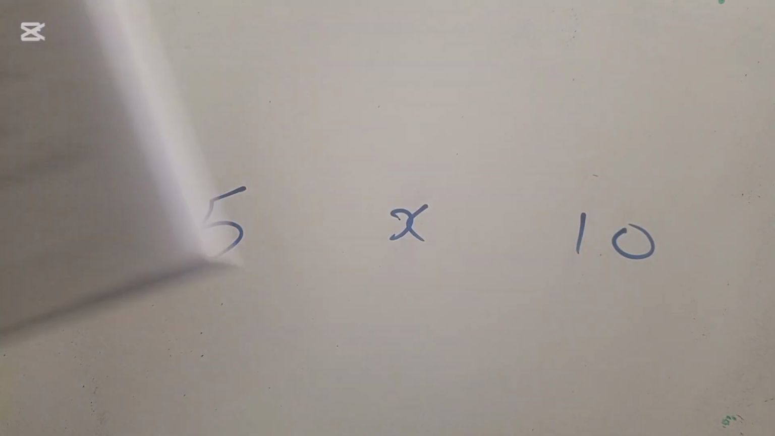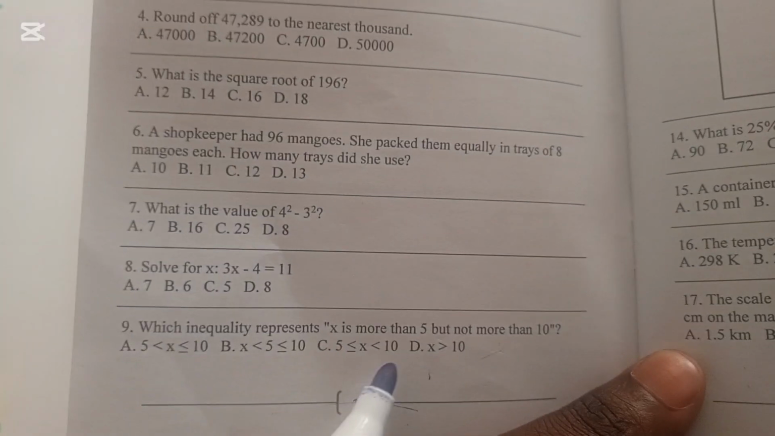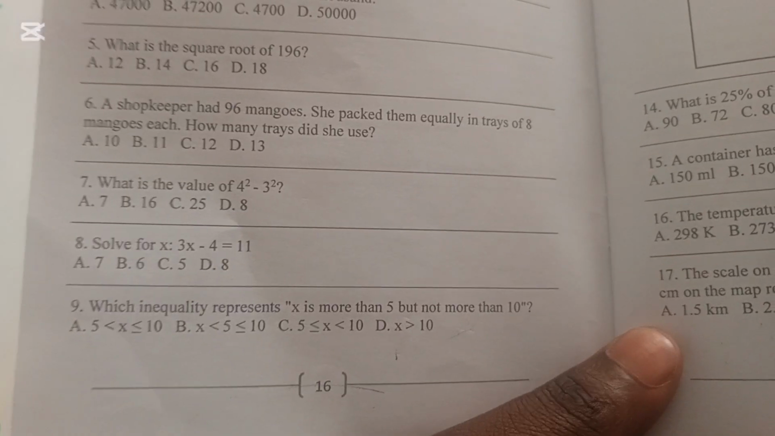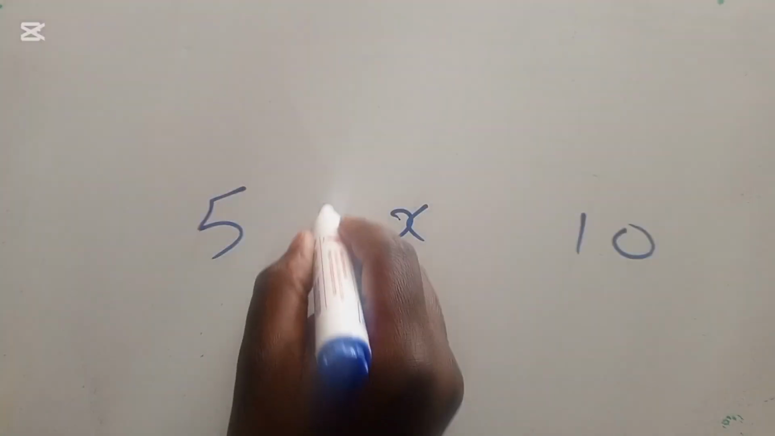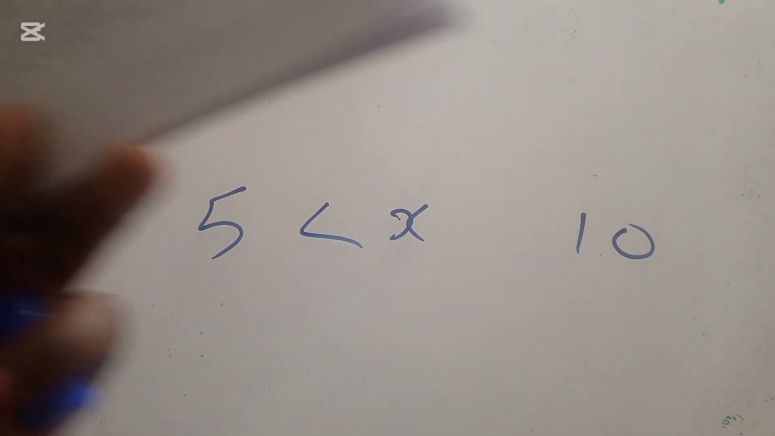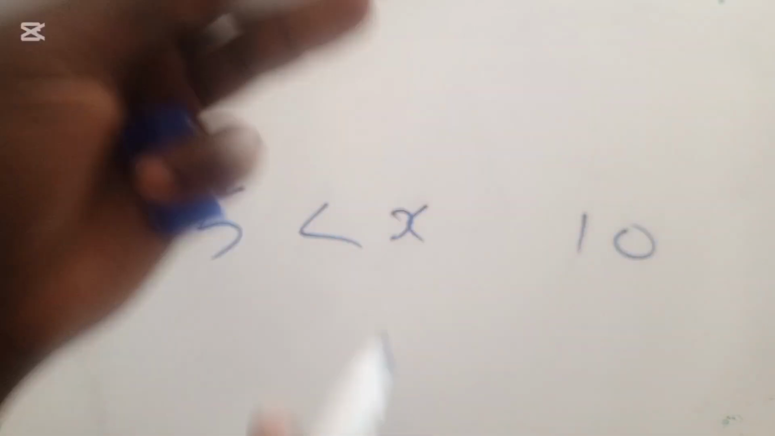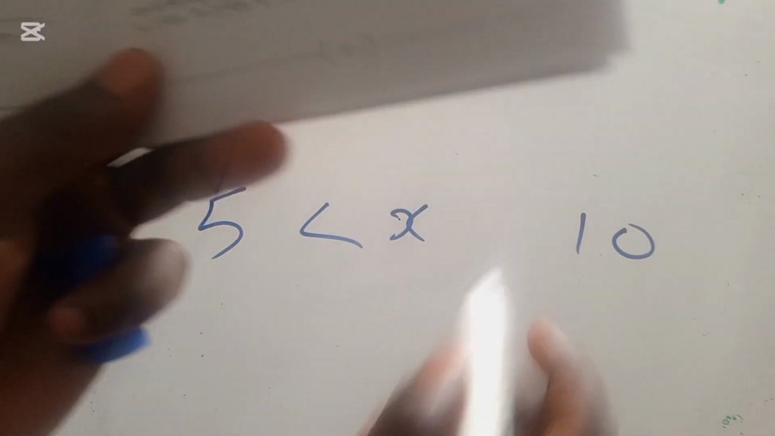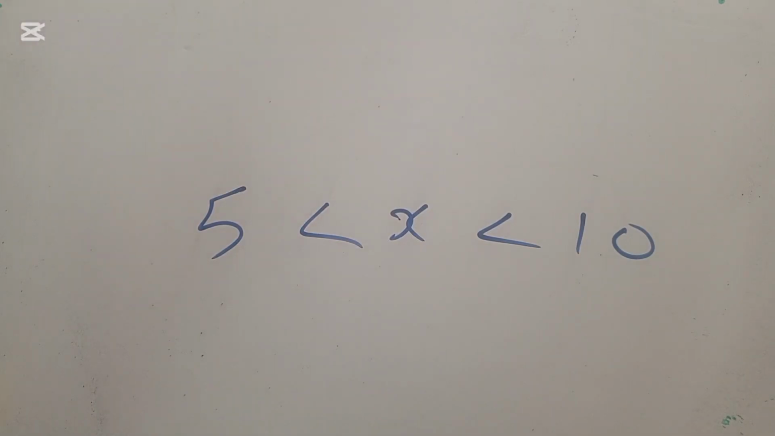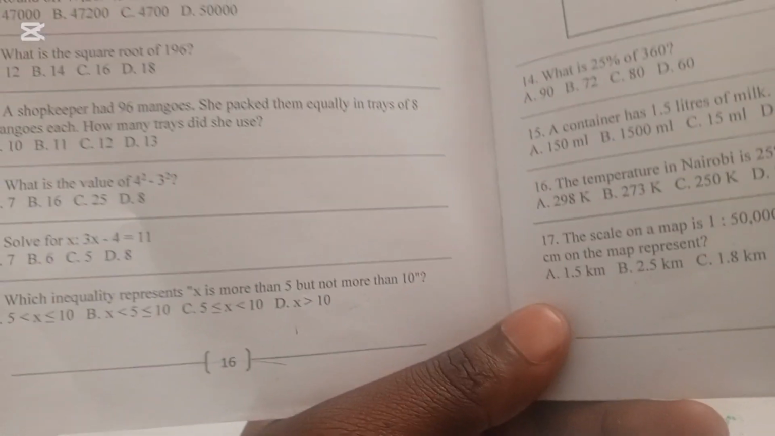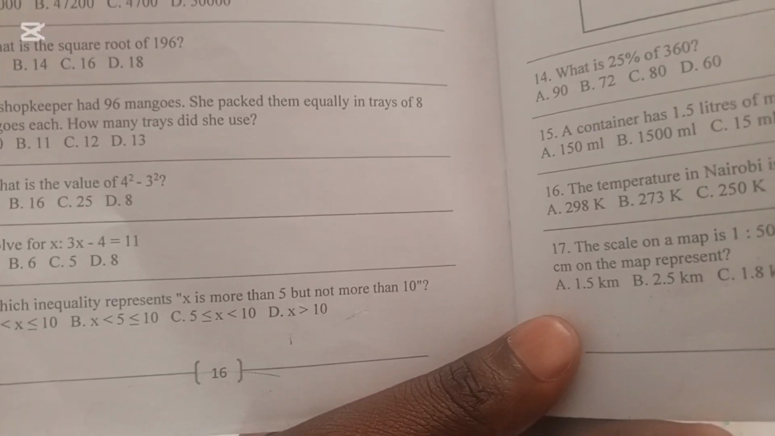So you are told x is more than 5. So 5 is less than x. You see this part, x is more than 5, when you start with 5, 5 is less than x. So less like this. But not more than 10. So this x again is not more than 10. But is it inclusive anywhere? It's not inclusive. There is nowhere we are told is equal or more or anything like that.